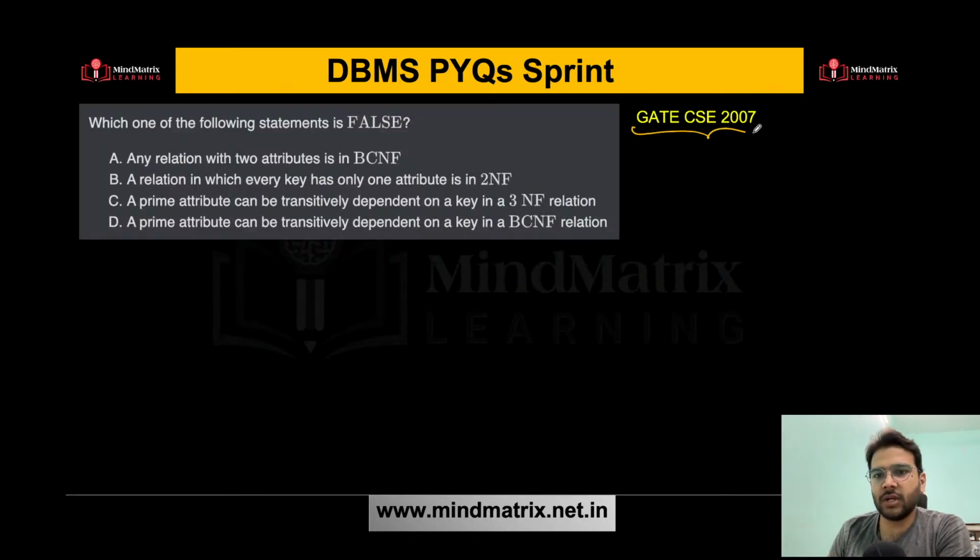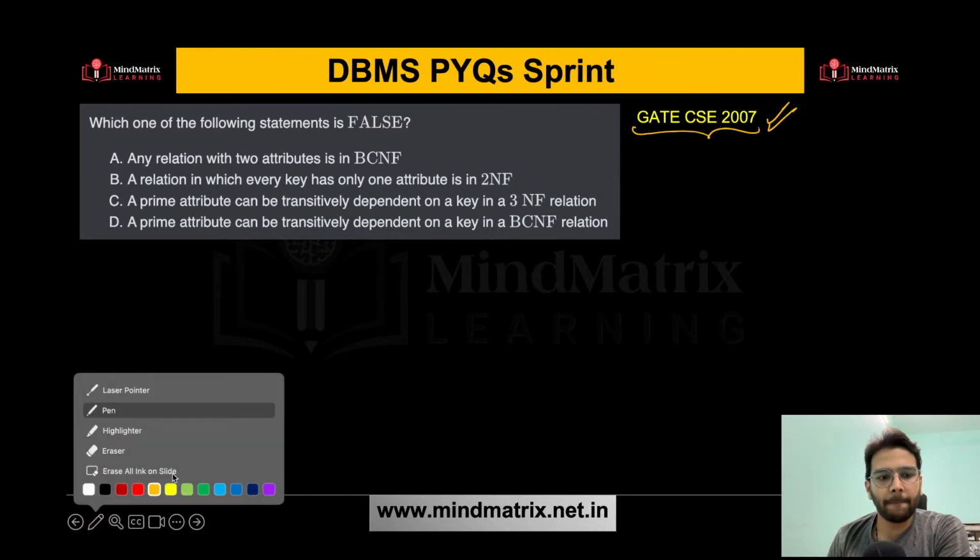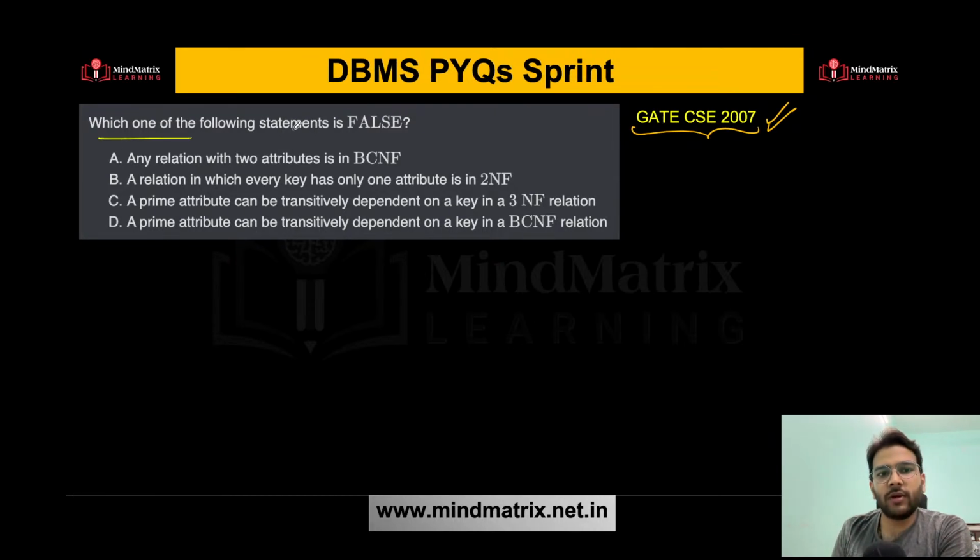Okay, let's see this one now from GATE CSC 2007. Which one of the following statements is false here? We need to find the false statement. Option A says any relation with two attributes is in BCNF. We have already seen this in one of the questions. If I have only two attributes, definitely it is in BCNF. So this is true.